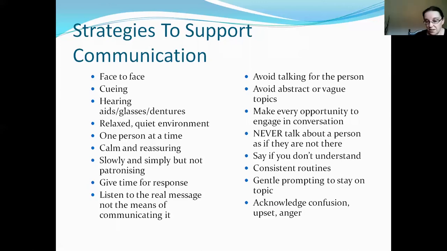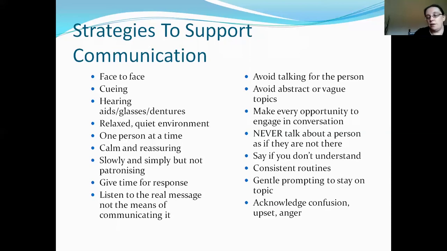The importance of consistent routine, so thinking about communication, leaving it to good times of the day when they're less fatigued, less tired, and staying on topic, so gentle prompting to stay on topic and not wandering off topic. It's easier if you're having a conversation if it is centered around one topic, not many different topics, and not moving on to another topic too quickly is helpful.